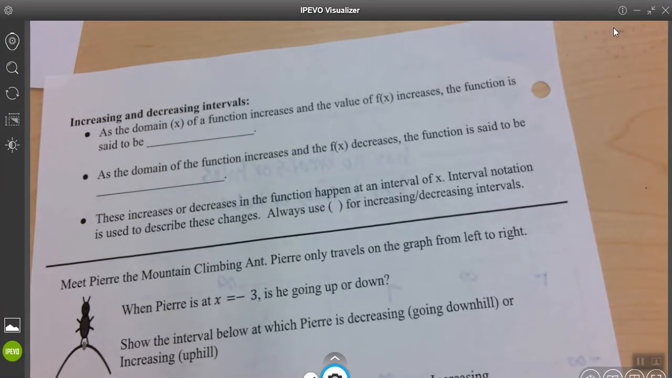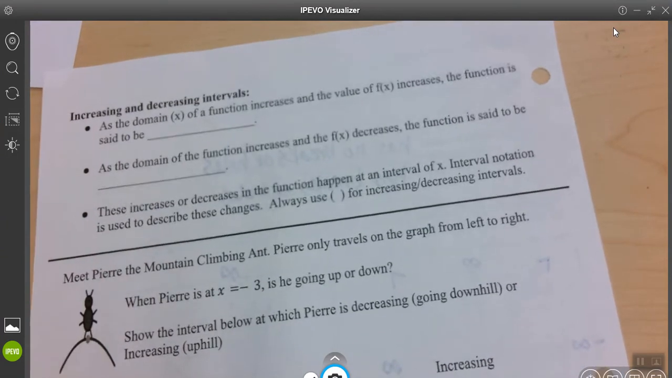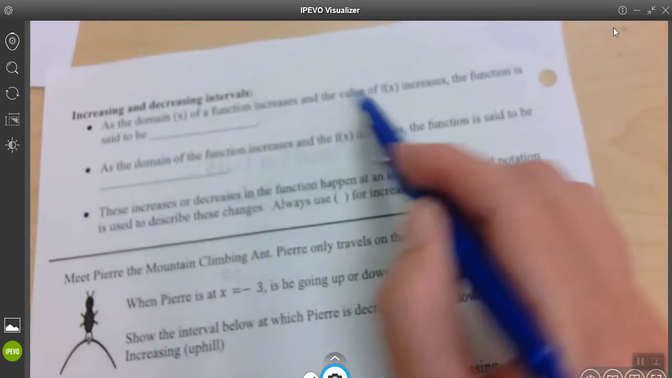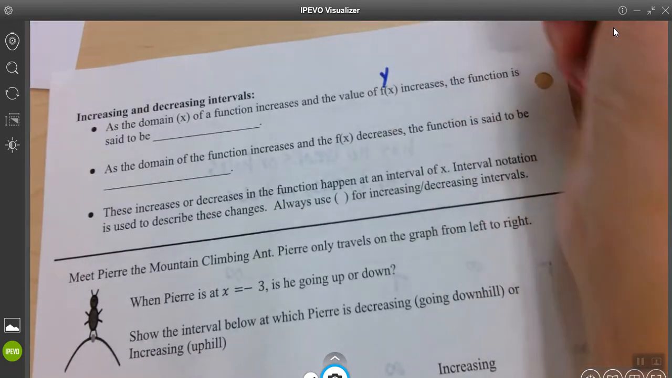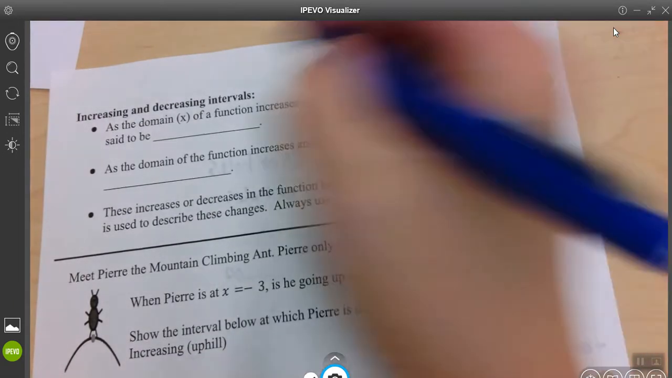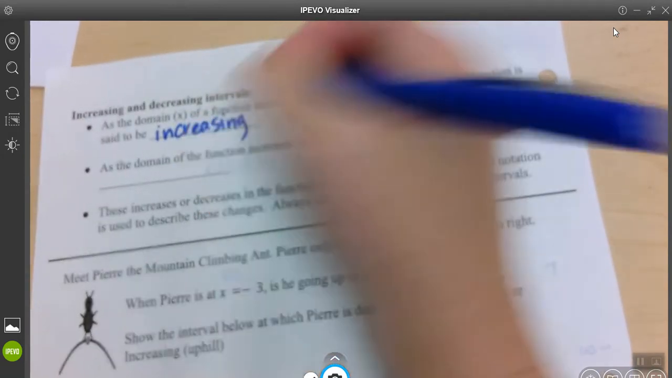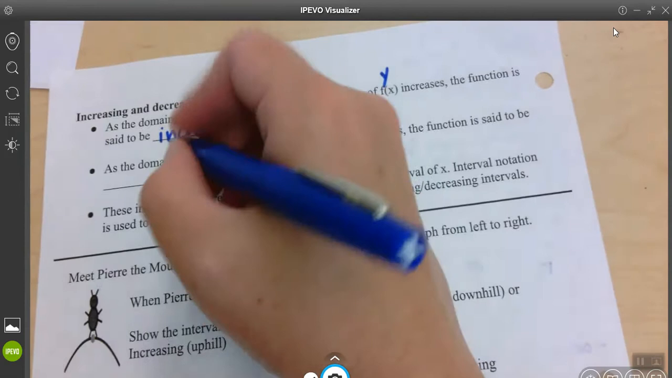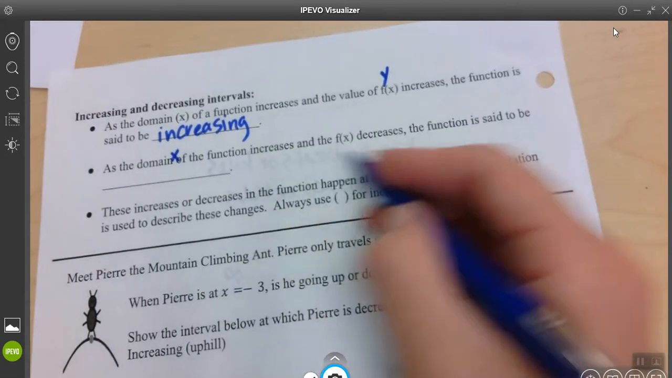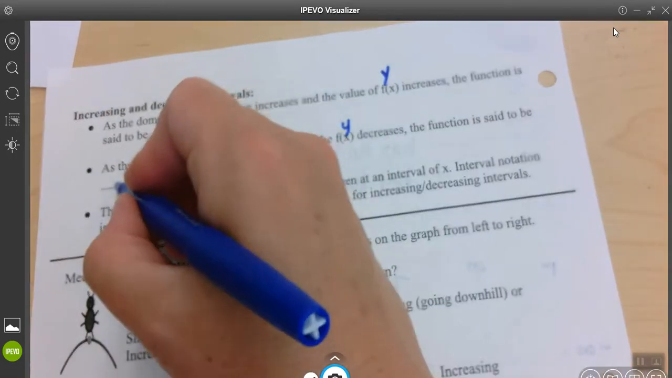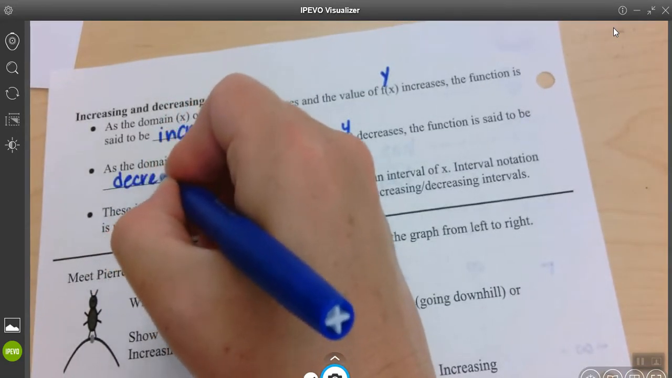All right, so on to the second side of our notes, talking about intervals that are increasing and decreasing. So these are the formal definitions, but down here the examples will make it more clear. As the x increases, if the value of f of x, which is your y, is increasing, the function is said to be increasing. And as your x, domain x, increases and the y decreases, the function is said to be decreasing.